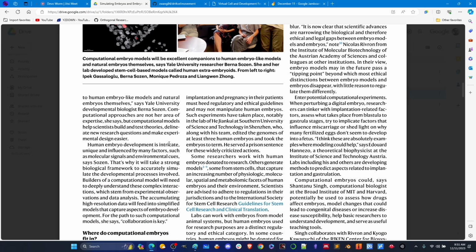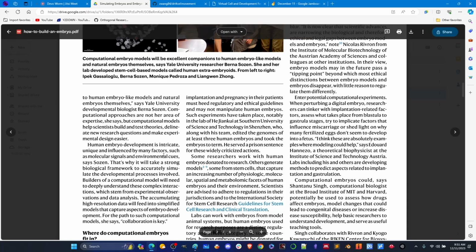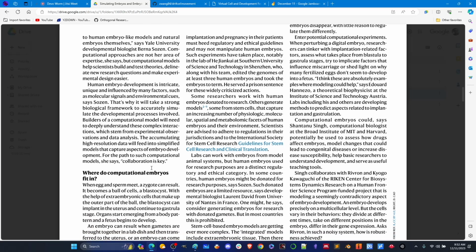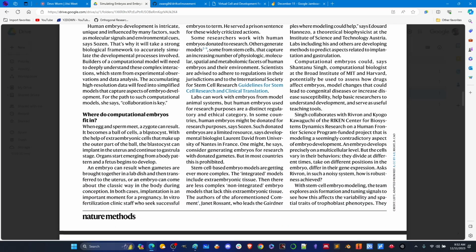So yeah, this is one example. You can use computational models, or you can use embryo-like models, to build and test theories, delineate new research questions, and make experimental design easier. It's very hard to do human embryo models or study development in a setting where you can take an embryo and put it in a dish. You can do embryo models much more easily, but computational models are probably even easier than that. So we have to think about how these kinds of models fit in.